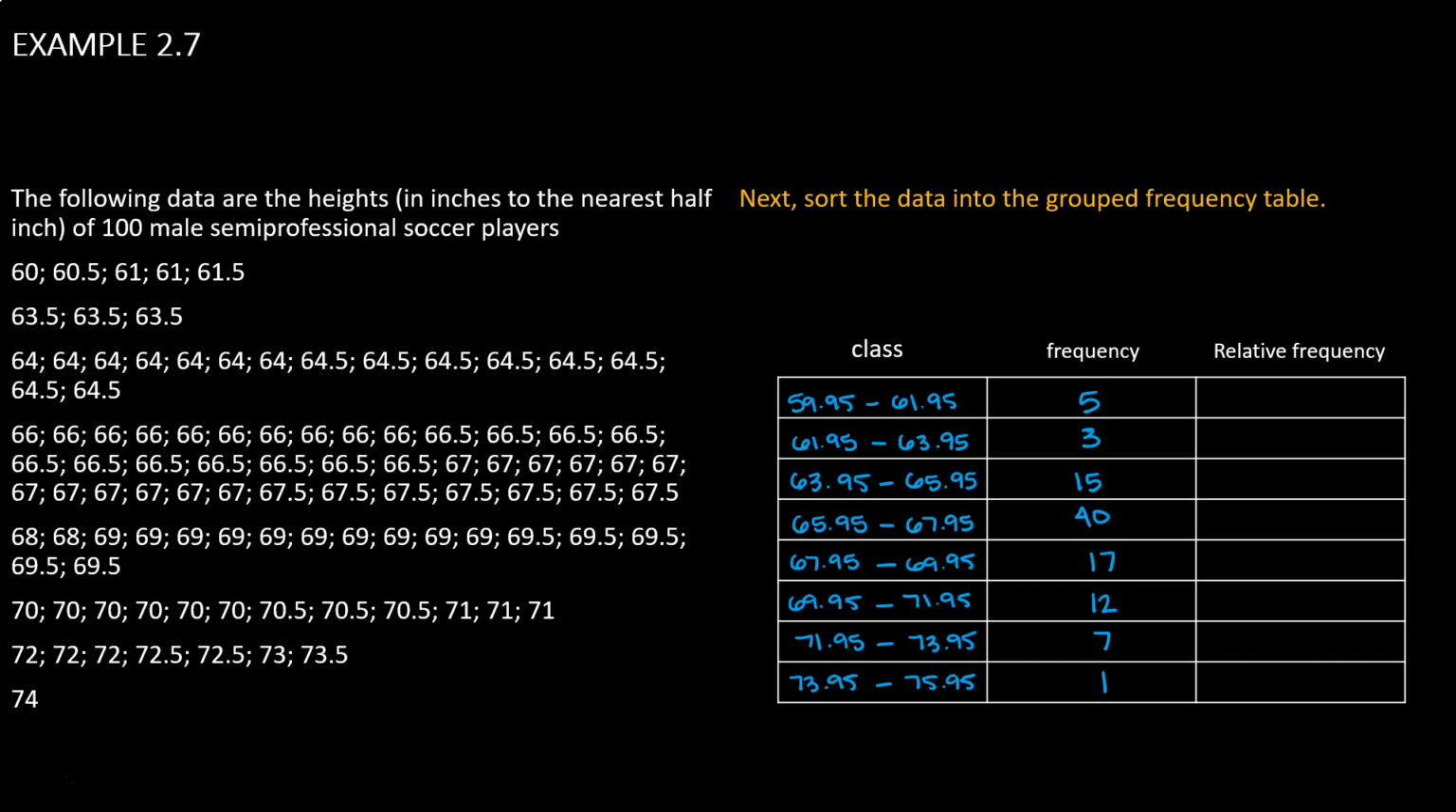Relative frequency takes each frequency for each group and creates a fraction where it compares it to the whole. We know that there's 100 data values in our data set because there were 100 semi-professional soccer players surveyed, or at least their heights were measured. So I'm going to create fractions for each of these groups where the denominator matches the number of values in our data set.